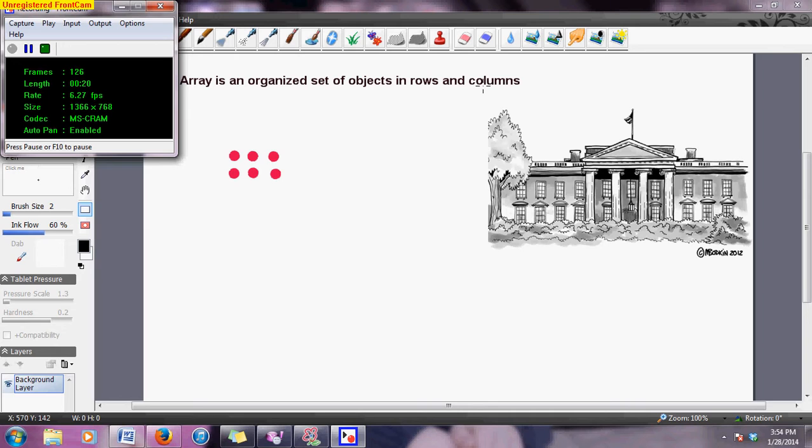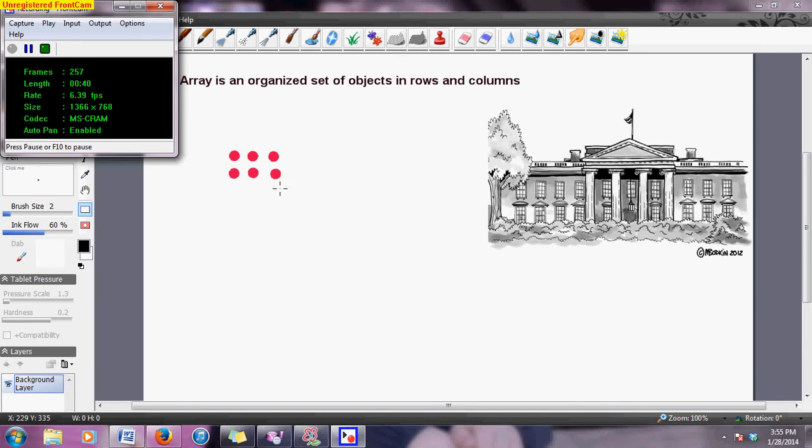Now, most children get columns and rows confused. And the best visual that I can give them is imagine our beautiful White House with these huge columns that are in front of them. And the columns go up and down. So that's how you know what a column is.